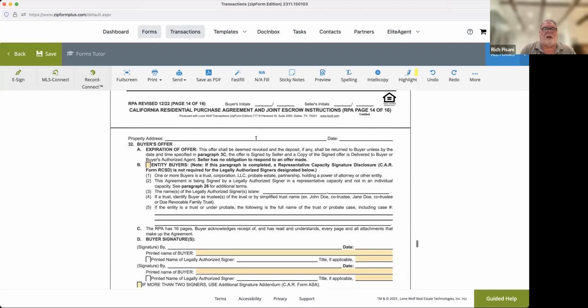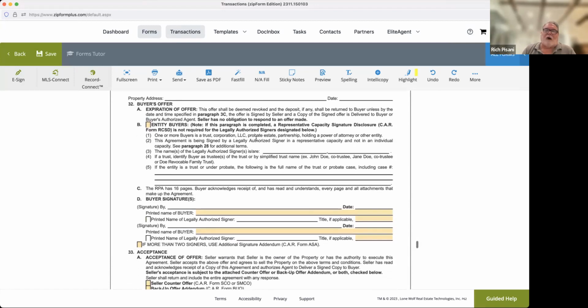Not seeing any. Okay. So, expiration of offer. Once again, the expiration of offer is usually 3 days, 3 days by 5 o'clock. Entity buyers: this is where there is a legal authorized signing. So one or more of the buyers is a trust, corporation, LLC, probate, partnership, any of those. The agreement is being signed by a legally authorized signer in a representative capacity and not in an individual capacity.